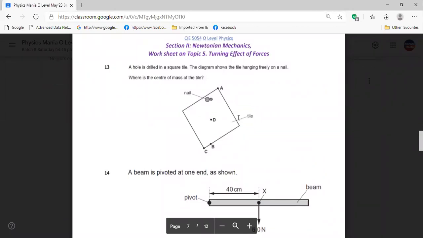Okay, then number three, the tire. What is the center of mass of the tire? It's very simple, right? D.